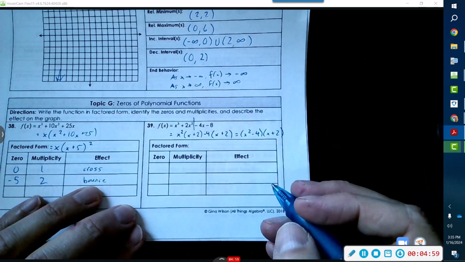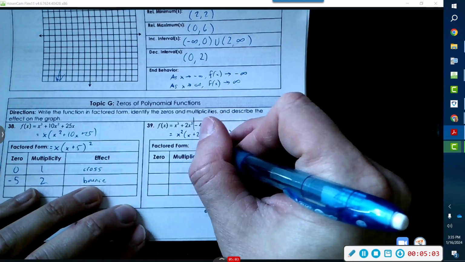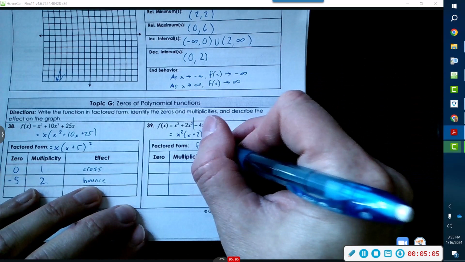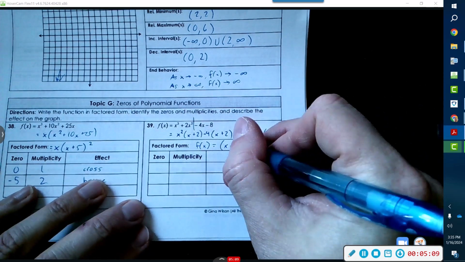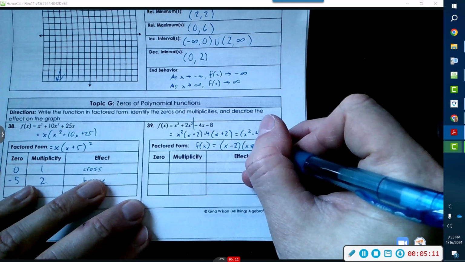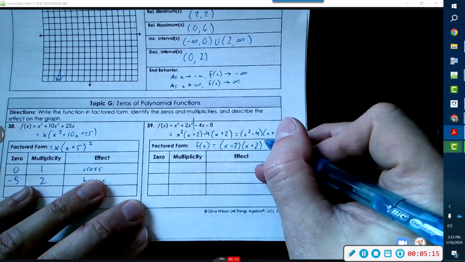That's great. So our factored form then is f of x equals x minus 2, x plus 2, but notice that I've got one there and then I got another one here, so there's two of them.